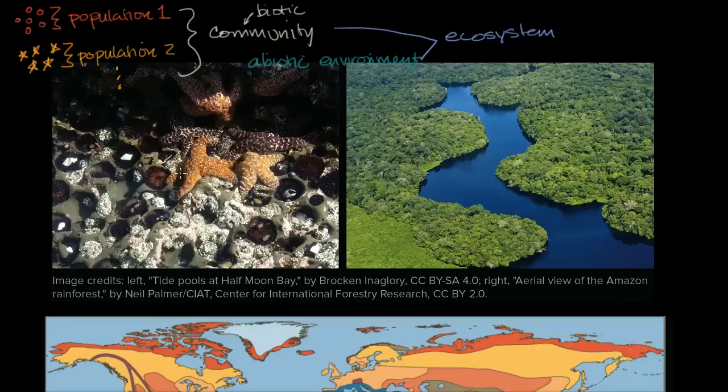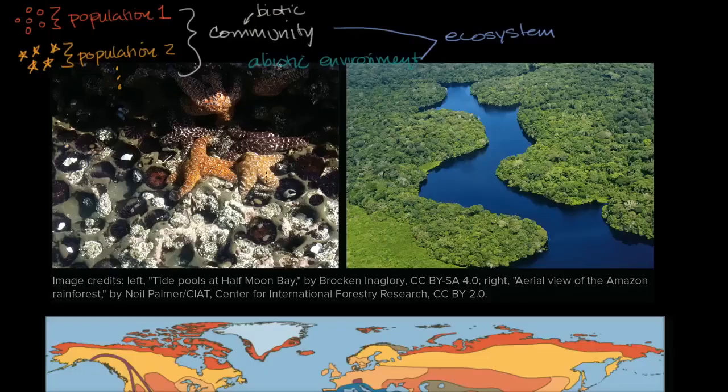You might consider the beach, nearby coastal areas, or the entire region as an ecosystem. Again, it depends on how much you want to zoom in or zoom out. And you can zoom out a bit. This is the Amazon rainforest. You can consider the whole rainforest an ecosystem.